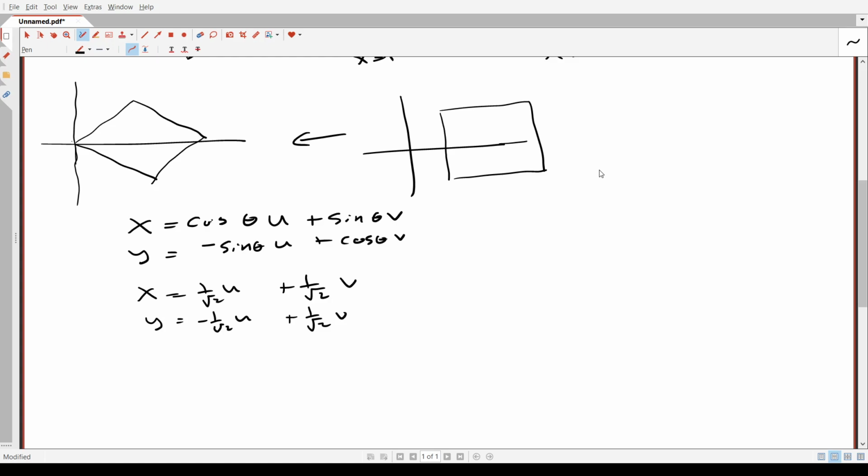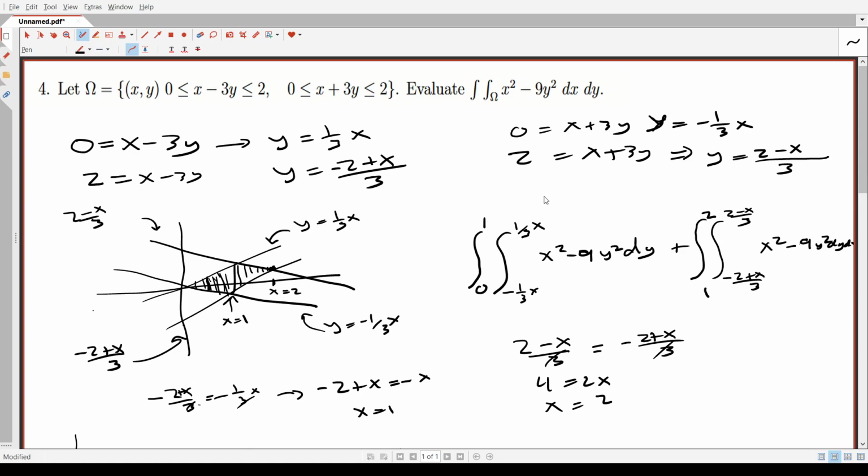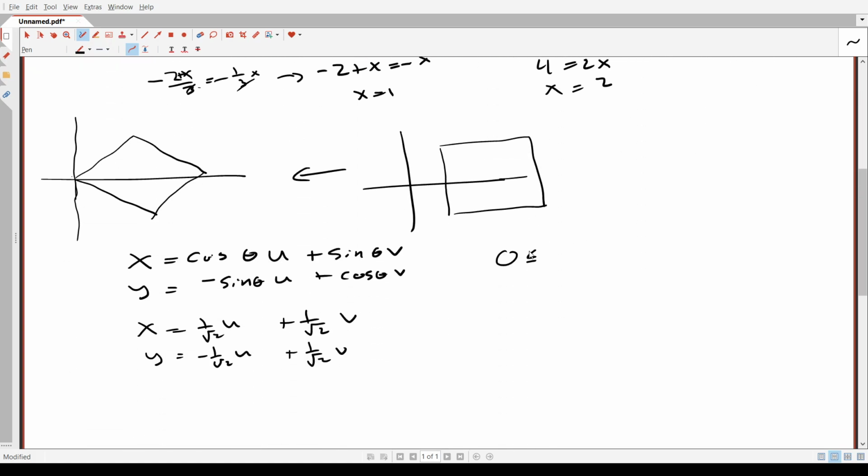So if I do this transformation, what do the bounds become? So if I have 0 less than or equal to, what was it again? x minus 3y. And I plug this in, then what do we get? I have 0 less than or equal to 1 over root 2 u plus 1 over root 2 v minus 3 times y, which is minus 1 over root 2 u plus 1 over root 2 v.